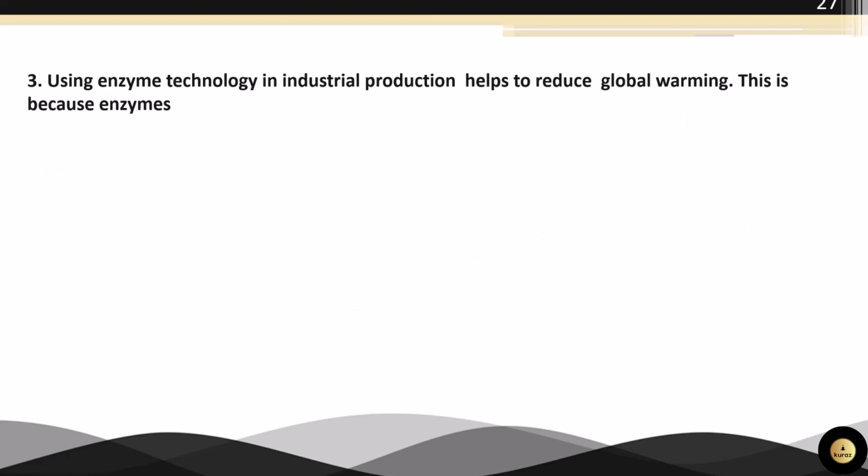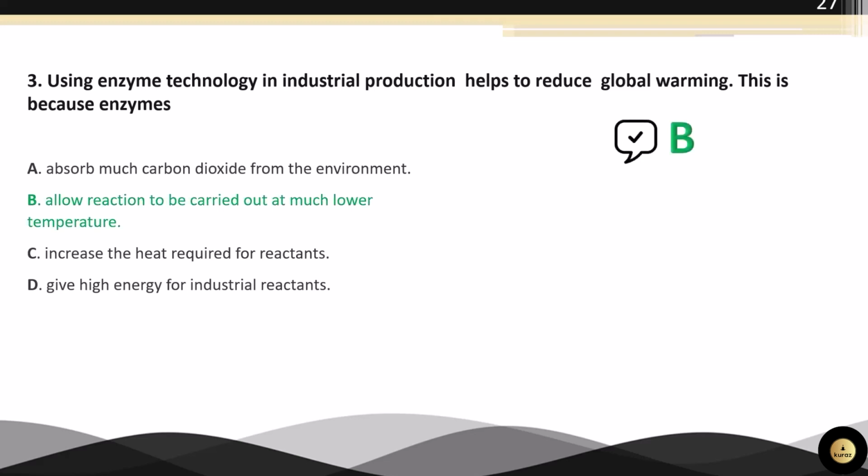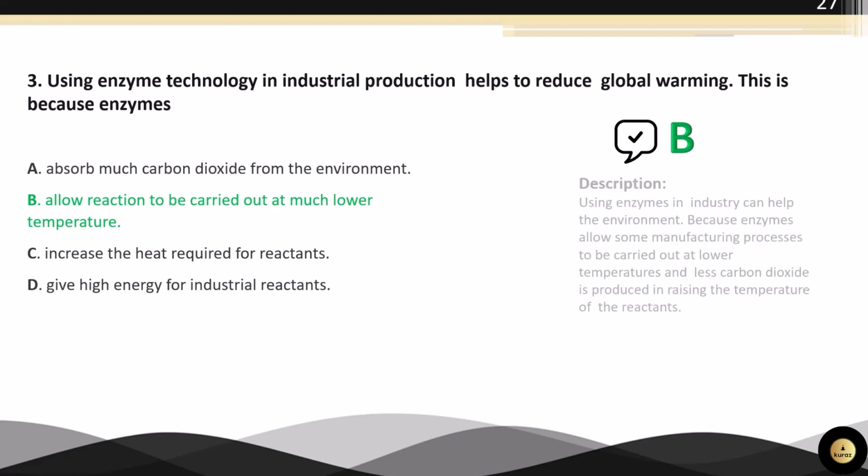Question number 3. Using enzyme technology in industrial production helps to reduce global warming. This is because enzymes A. Absorb much carbon dioxide from the environment. B. Allow reaction to be carried out at much lower temperature. C. Increase the heat required for reactants. D. Give high energy for industrial reactants. The answer is B. Allow reaction to be carried out at much lower temperature.